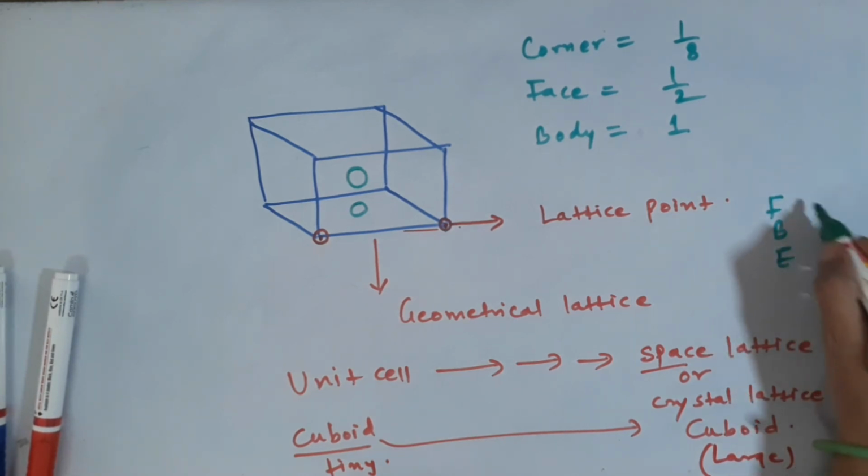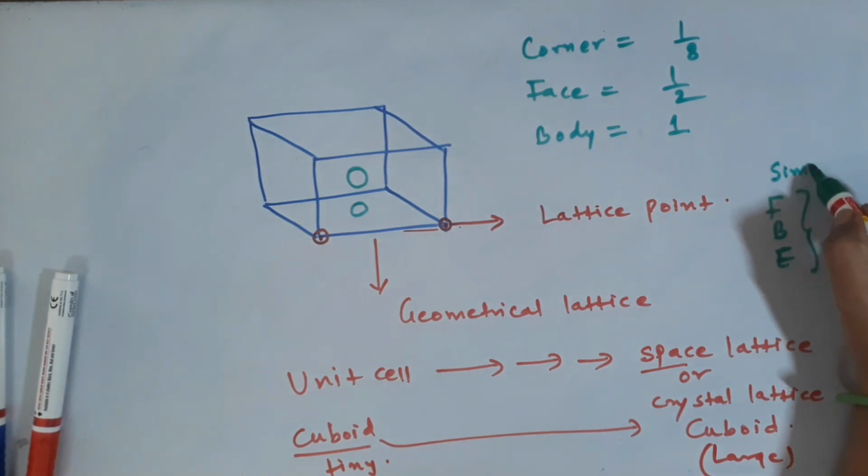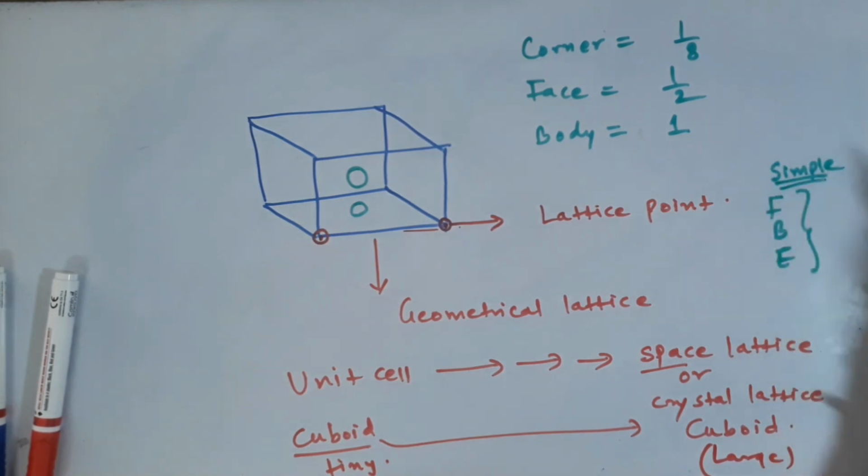Face centered, body centered, end centered were the 3 types of non-primitive unit cell, and we had the last category, the simple one or the primitive unit cell.